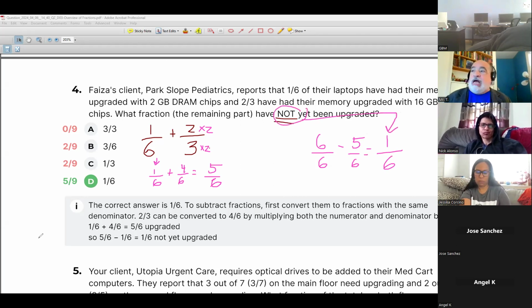So there was a lot you had to do with just this one simple problem. The first thing is you had to realize that you had to add them together. Second, because they were not common denominators, you had to get a common denominator. Third, you had to subtract the 5/6 from the whole, from 6/6. So even one little problem can have multiple steps, right? Okay. Any questions on this one?